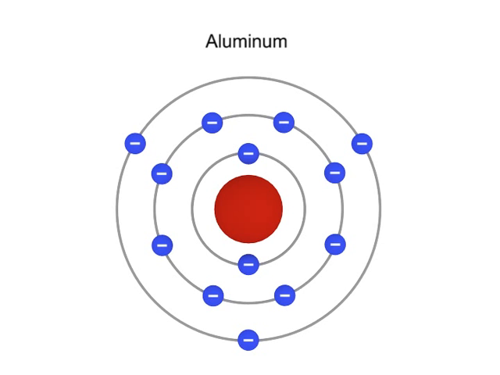Now let's look at a two-dimensional representation of an aluminum atom. Aluminum has 13 protons and 14 neutrons in its nucleus. 13 electrons occupy various orbits or shells around the nucleus. The two electrons nearest the nucleus occupy the first shell. The first shell can contain only two electrons.